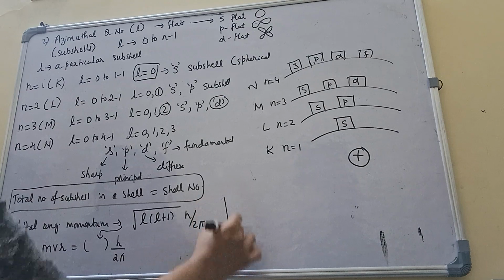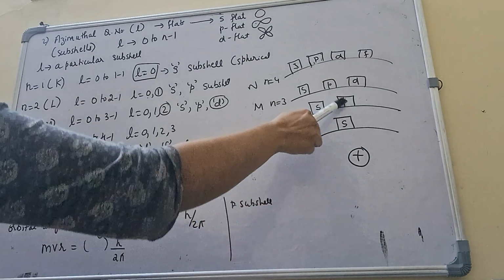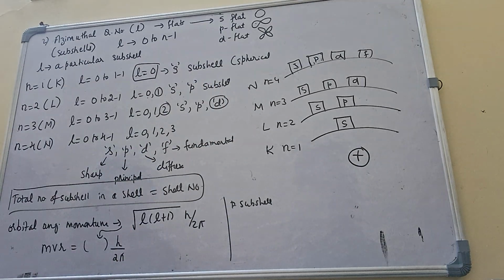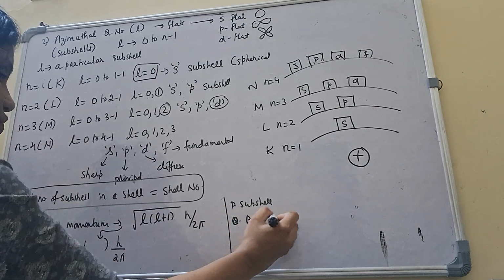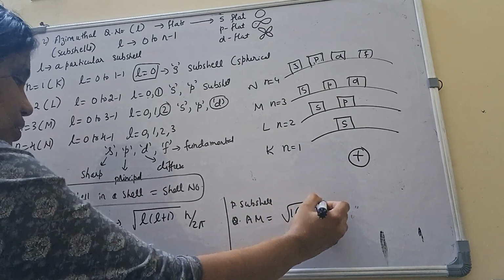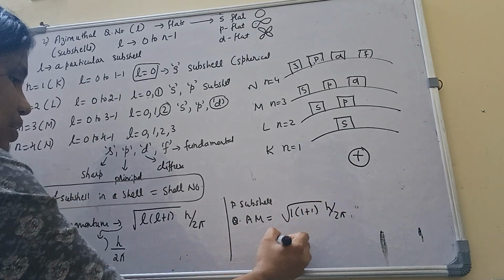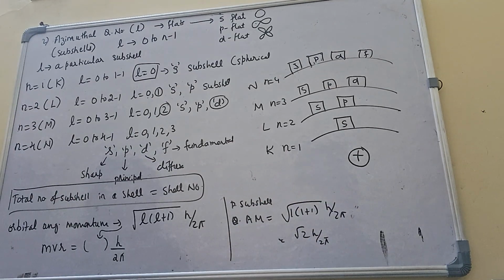That means if you are talking about a P sub shell, now P sub shell can be here, here or here, anywhere. P is a flat, which is there in all the floors except for the first floor. What will be its orbital angular momentum? The orbital angular momentum of a P sub shell, L is equal to 1, so √(1 into 1 plus 1) into h/2π. So this is √2 h/2π. Alright, so this is what you get for a P sub shell.